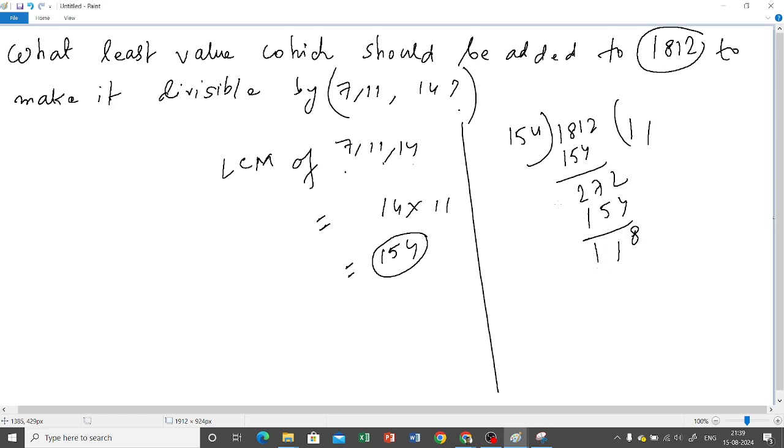Okay, so if I divide 1812 by 154, I am getting a remainder 118. So the first thing is that scrap out this remainder, because remainder is something that should be removed.